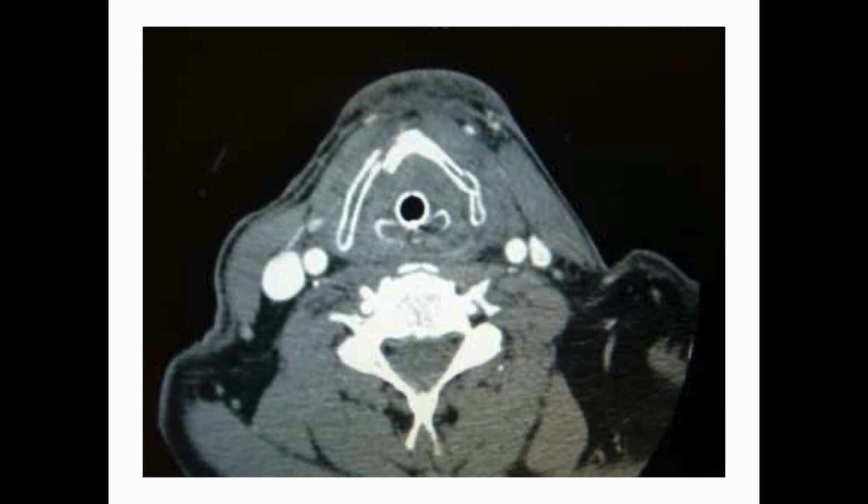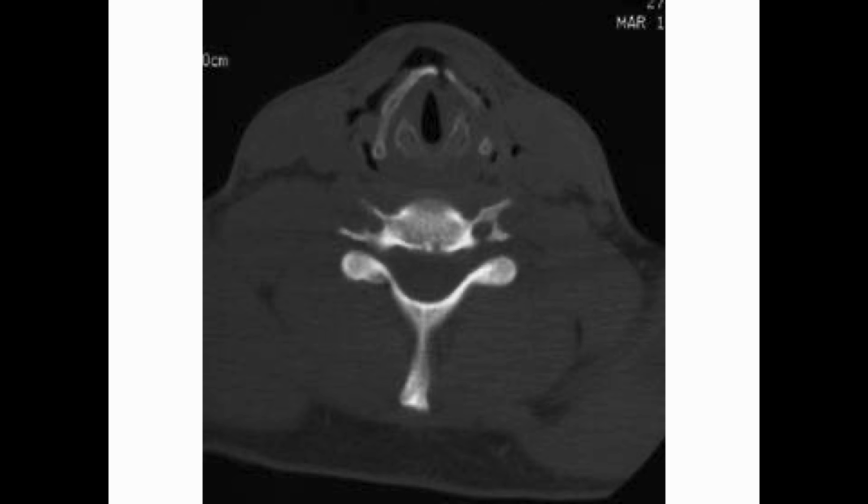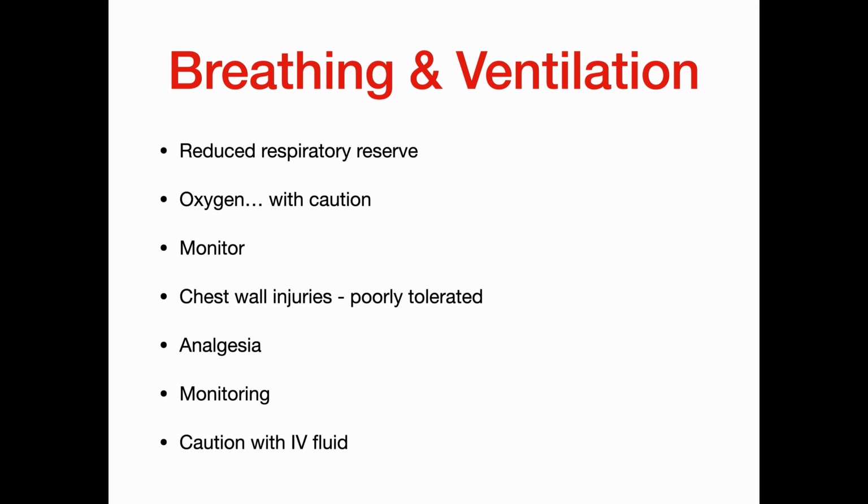So if you look at this patient, they've got a hematoma anteriorly and somebody's put a tube in and there's a fracture in their larynx, and that's quite a similar thing there with surgical emphysema visible anteriorly. Moving on, breathing and ventilation, which is what comes next.